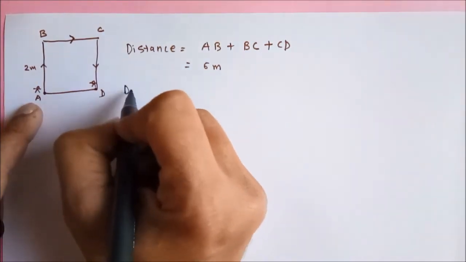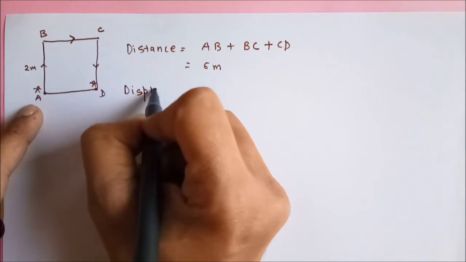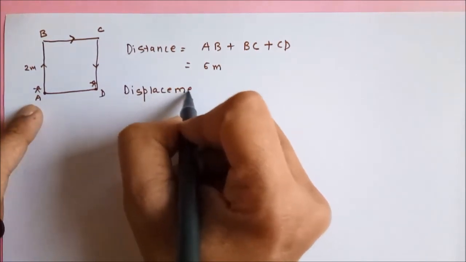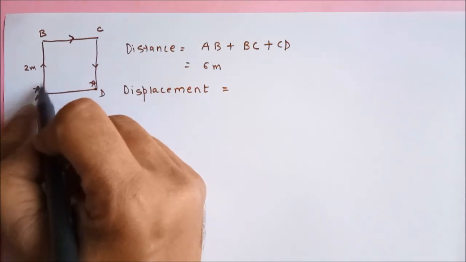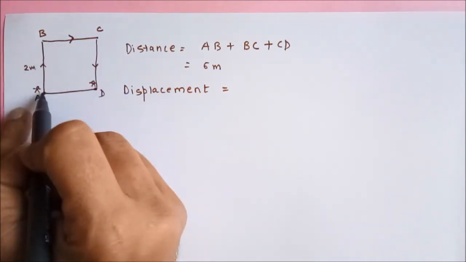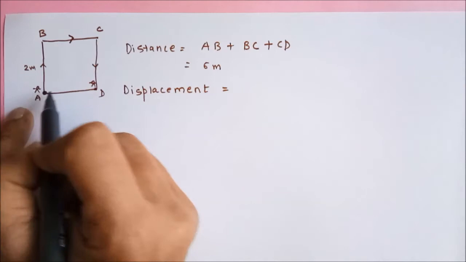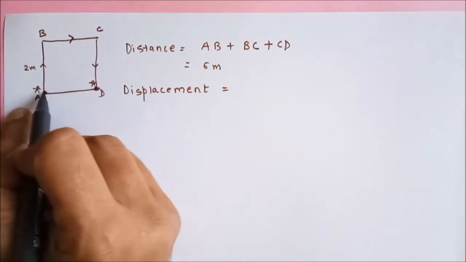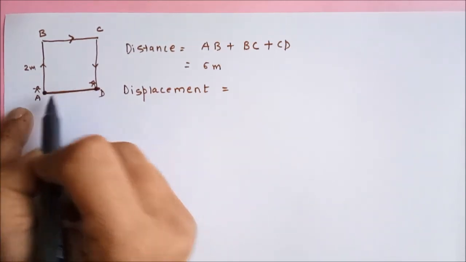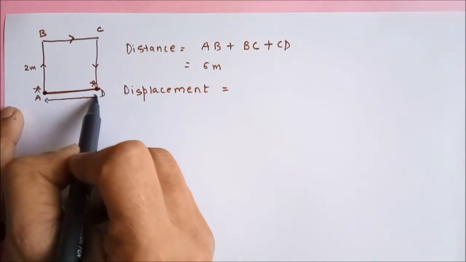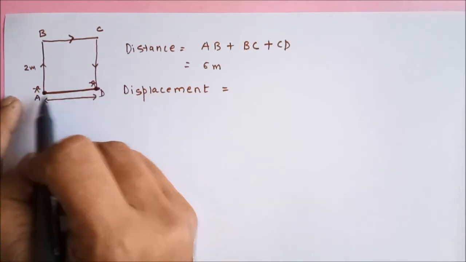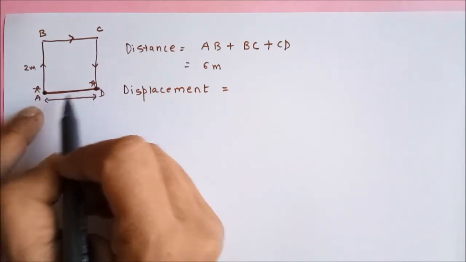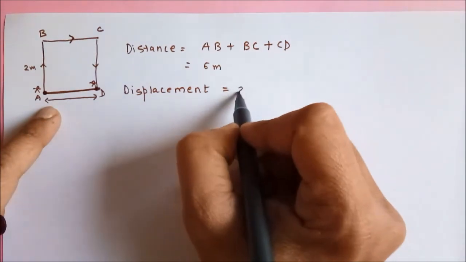Now displacement, that would be the shortest path between the length traveled in a given straight line. So this is point A, starting point, this is the finishing point. So this is the displacement, the shortest distance or the shortest length between the 2 points, the starting and the finishing point. So that is again 2 meter.